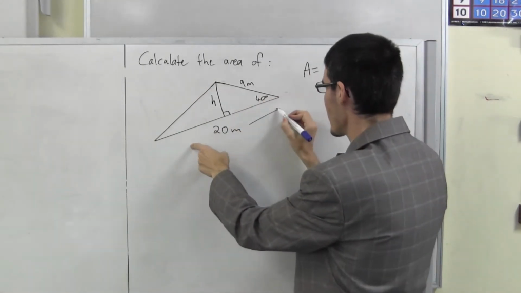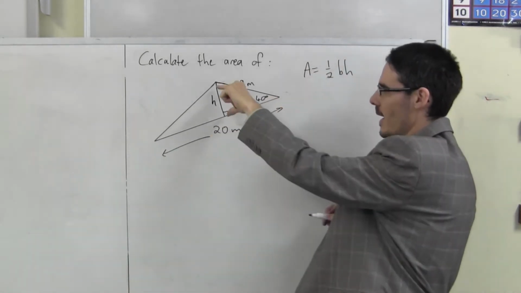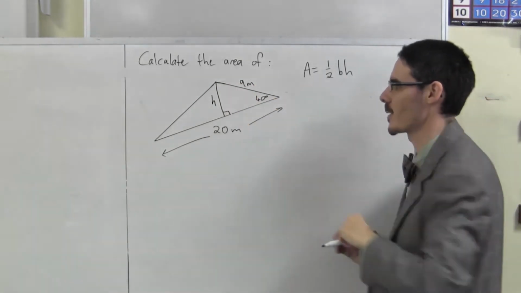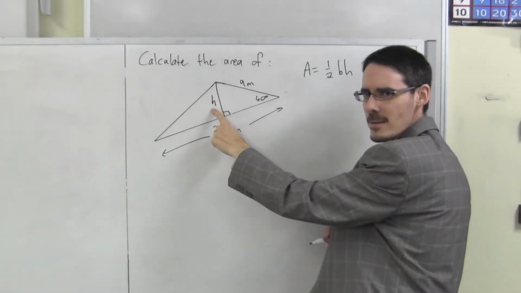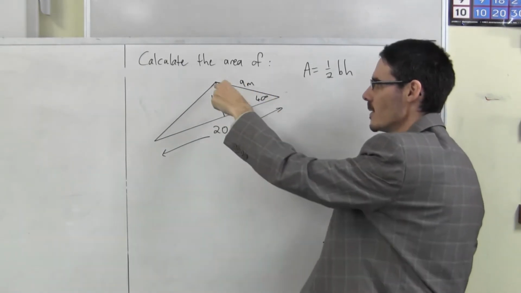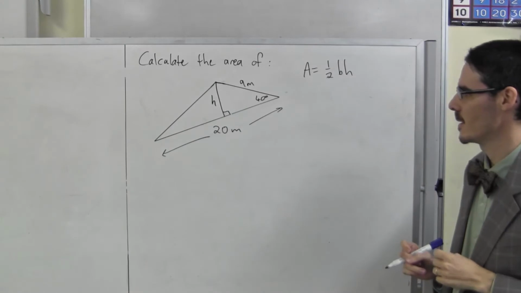This 20, remember, goes for the whole length of the triangle, so that can be my base and that can be my height, so that I end up with a base and a height that are at right angles. Can I work out the height here? Of course I can. I've got a right angle triangle now. I've got one length and an angle. I need to know the other length.